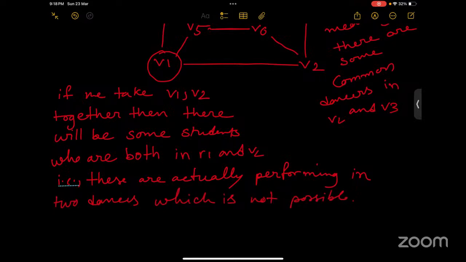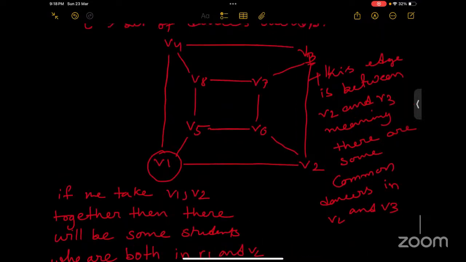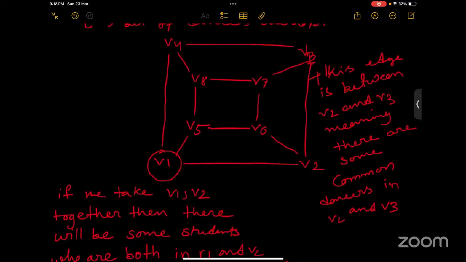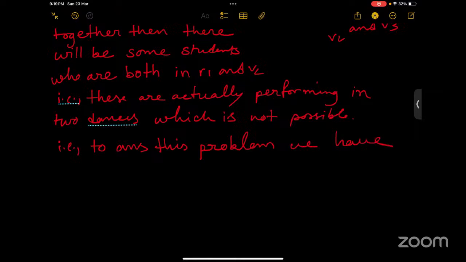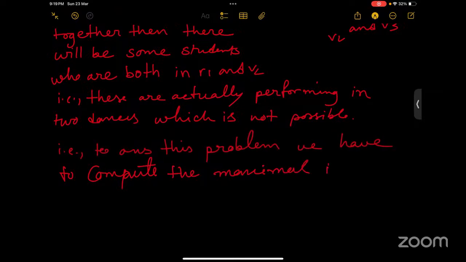We have to take the maximum independent set here, right? That means to answer this problem, we have to compute the maximal independent set. Okay.